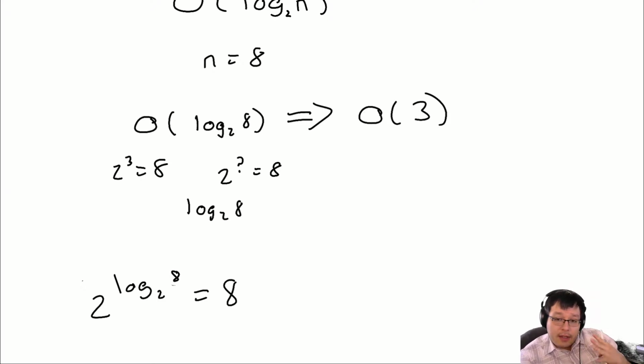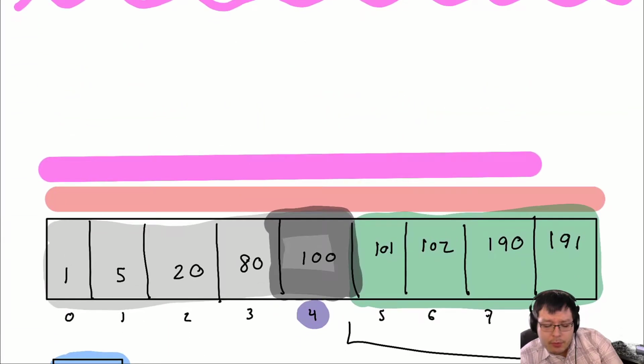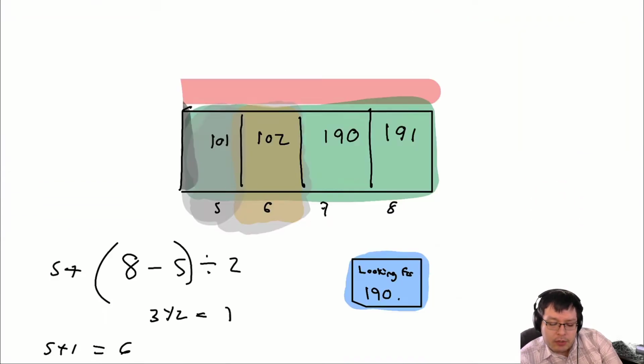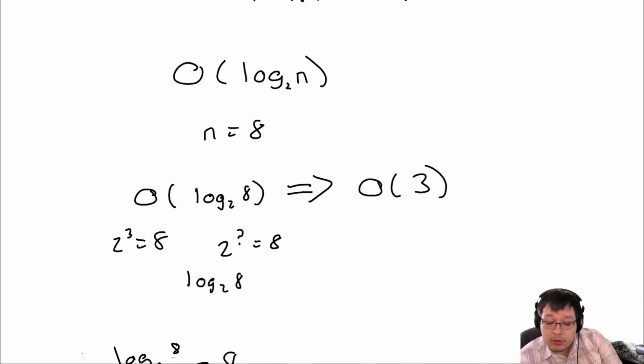And essentially, this tells us how many comparisons we have to do on average. About 3 comparisons. How many did we do here? Well, we did one with the 100. We did one with the 102. And then we got it on the 3rd try. Hey, there you go. That's kind of close to the number here.